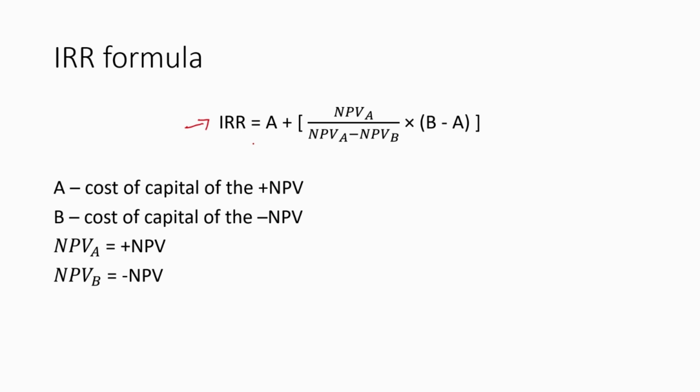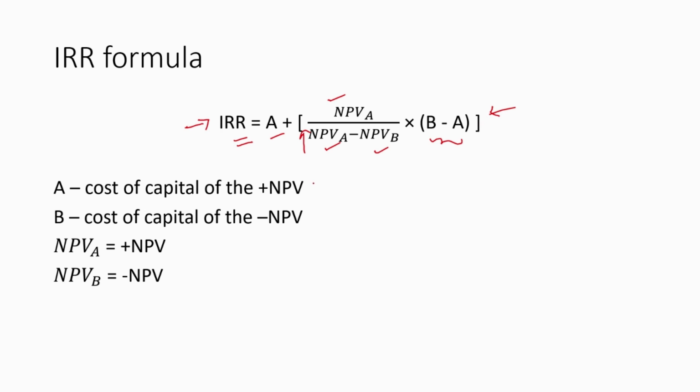This is really simple. So the IRR equals capital A plus NPV A divided by NPV A minus NPV B, multiplied by B minus A. These two brackets are very important. Be mindful to use them when you are calculating the IRR. If you don't use these brackets, you will get an incorrect answer.